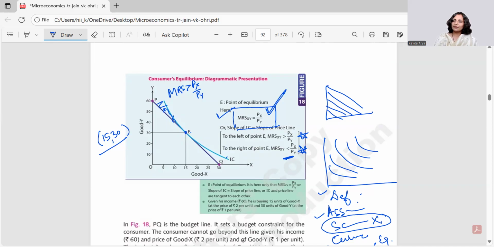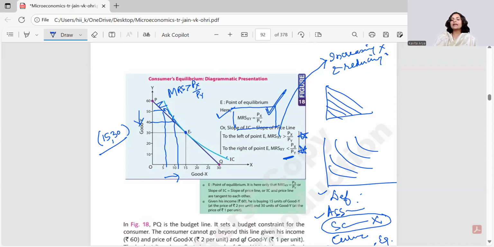Here in this case, what would he do? He will try to move down. And when he is moving down, if he is at this point, what is he doing? He is gaining x and losing y. So in your answer you need to write that the consumer will go for increasing x and reducing y to gain the maximum satisfaction, as by doing this he will attain E, the equilibrium situation.